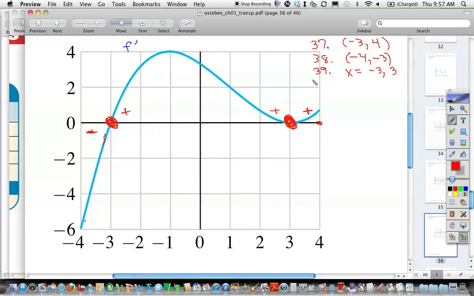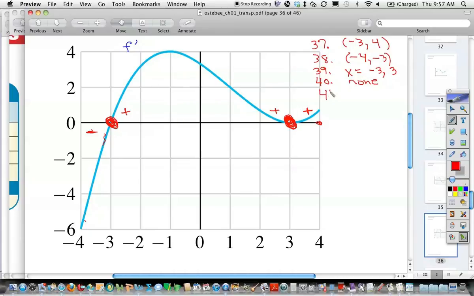40. Where are the local max points? None. What do you need to have a local max? F prime's got to go positive to negative. That way F can go increasing to decreasing. That graph never goes positive to negative. So there's no local max points. Yeah, and I know some of you are going, wait, there's a local max right there. Yeah, that's a local max of F prime, but it's not a local max of F. Okay? And so that's where we got to be clear about that.